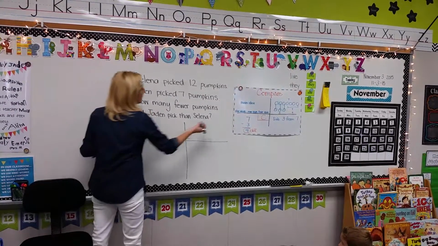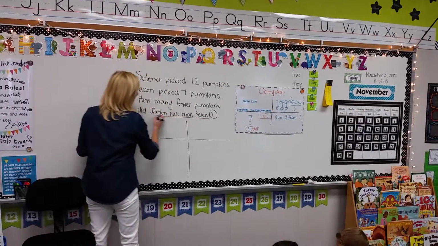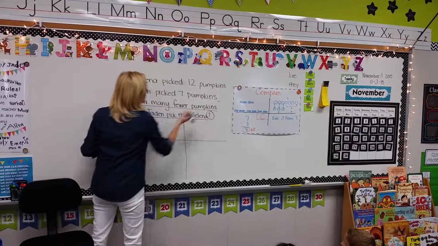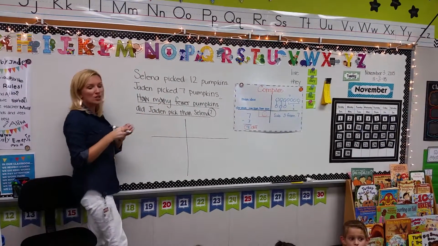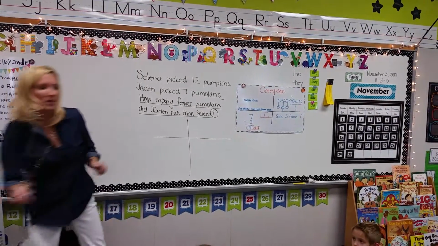Let's find our main idea. Circle that question mark. Underline. Cross out How many. Now let's find the important words.